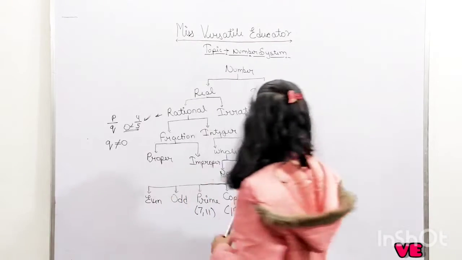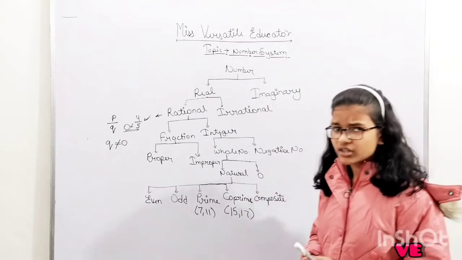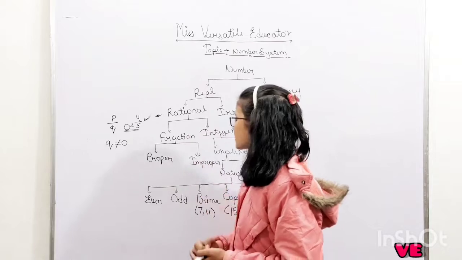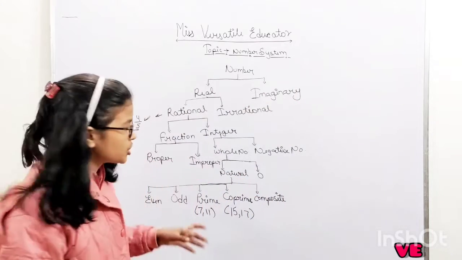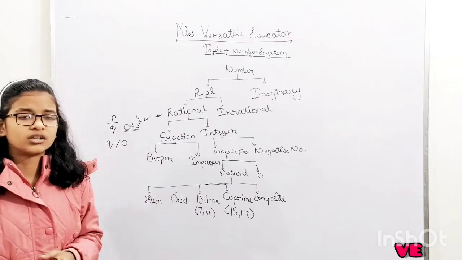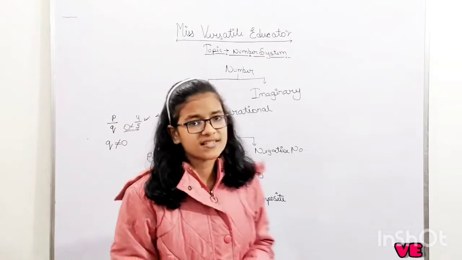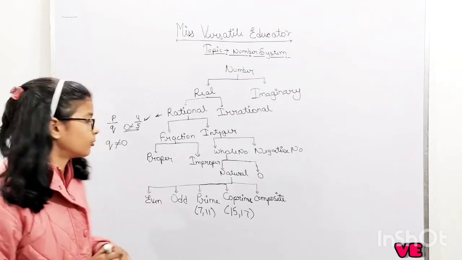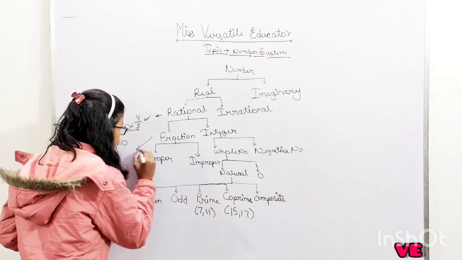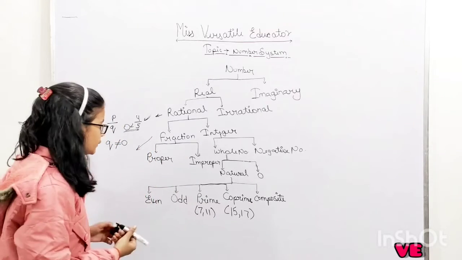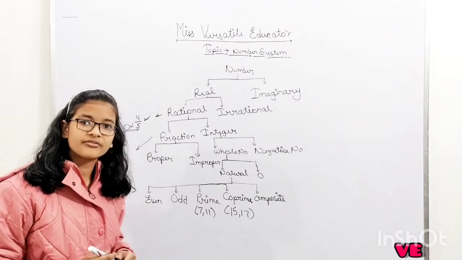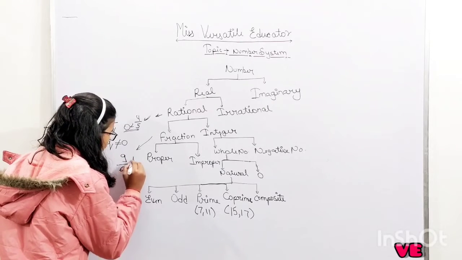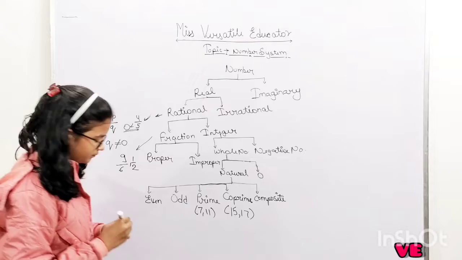The next is irrational numbers. The numbers which are not rational are known as irrational numbers. Then, the numbers are again divided into fractions and integers. Fractions we have been learning from very low primary classes. A fraction is a part of a whole. There is a very slight difference between a fraction and a rational number, which I'll tell you. Firstly, let's look at examples of fractions. We can say 9 by 6 or 1 by 2, etc.